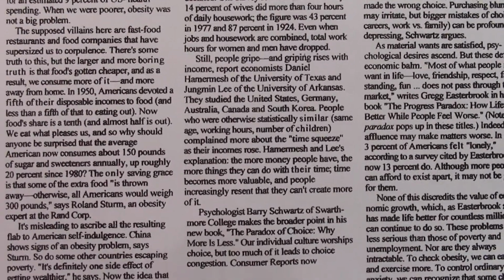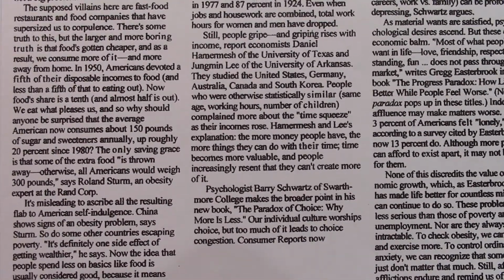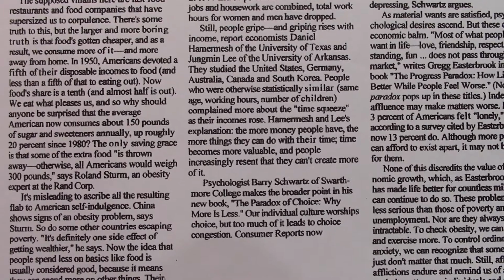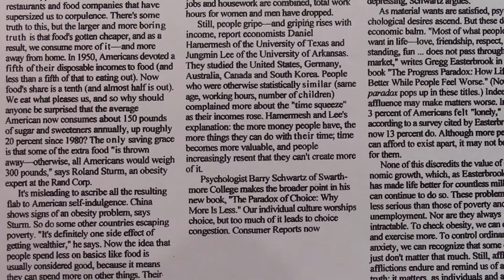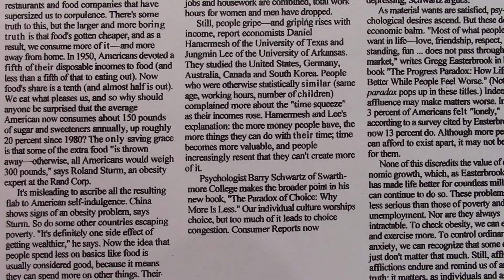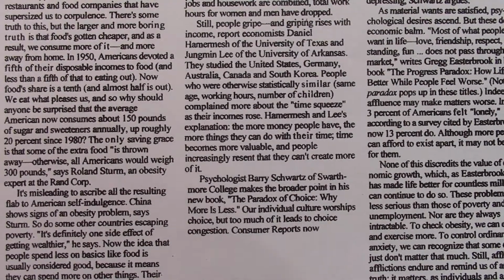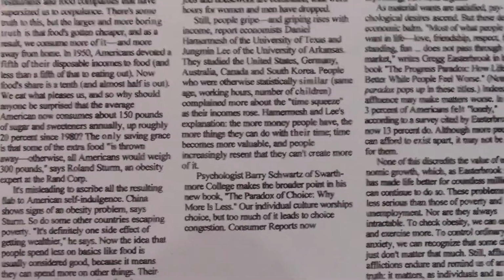Let's take it down then to the last paragraph in the middle column. He makes a broader point. Okay, a broader point. So apparently it's still kind of to do with time squeeze, but what's the new problem? It's toward the end of this section here. Our individual culture worships choice, but too much of it leads to what he calls choice congestion. So what does he mean by choice congestion?